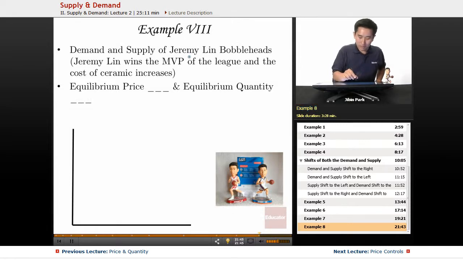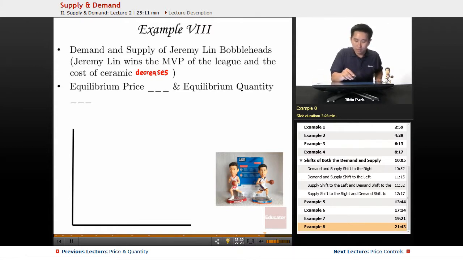We're going to look at demand and supply of Jeremy Lin bobbleheads. One thing I am going to change here is I'm going to say the cost of ceramic actually decreases here, because on the first example number 5, I believe, I already had a similar situation. So I want to have a unique 4 different graphs here to show you. So I'm making that change right here.